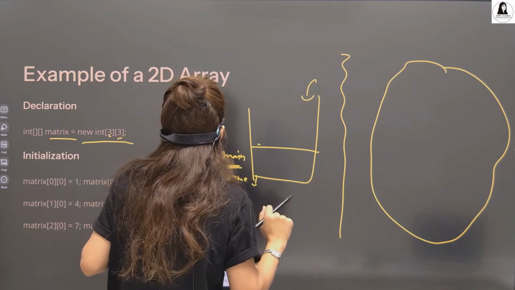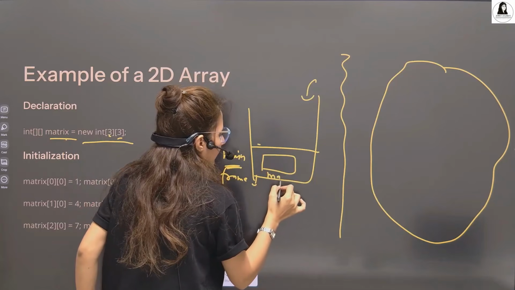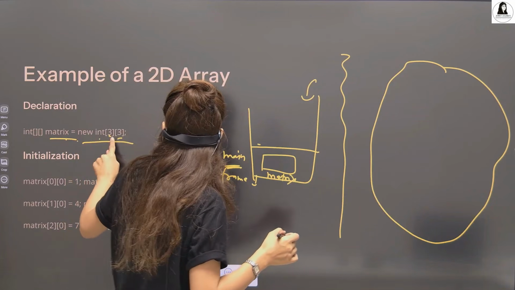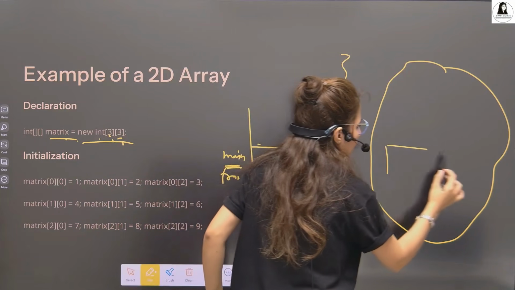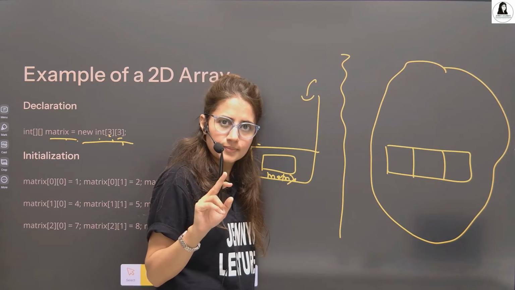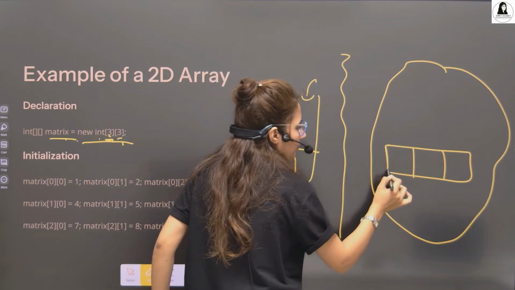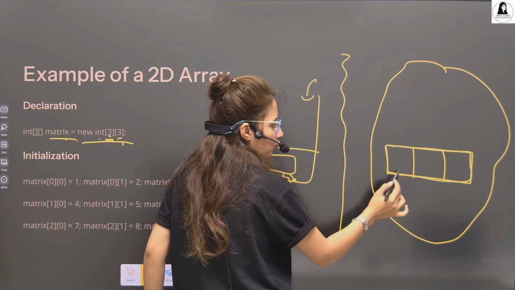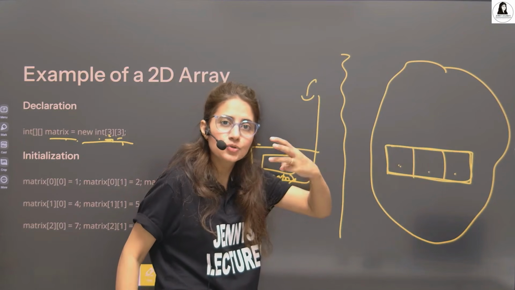Okay. Now let's see. Here we have suppose a matrix, new int 3 into 3, and this is an array of arrays. So here we have something like this, 3 rows and 3 columns. For each row there is one separate array. So these individuals are 1D arrays, 3 1D arrays.